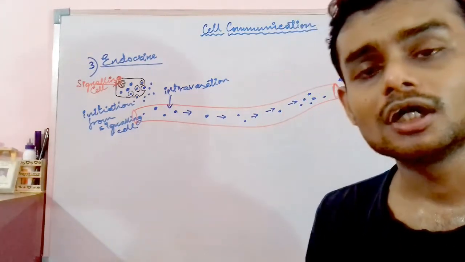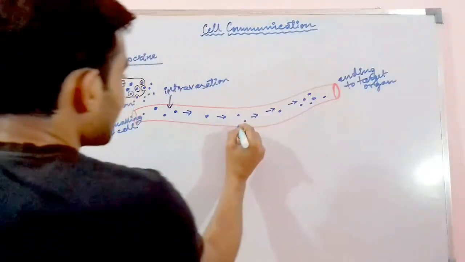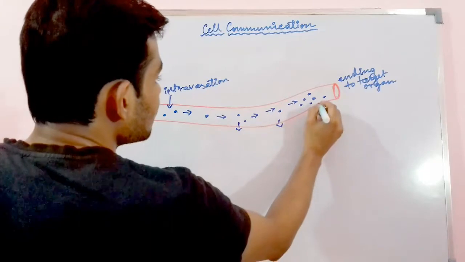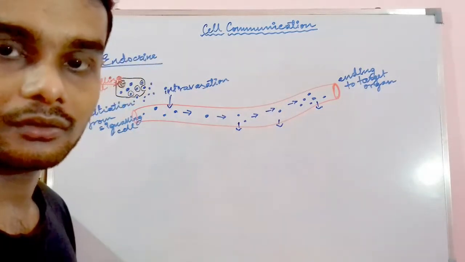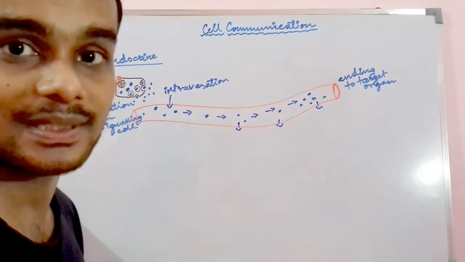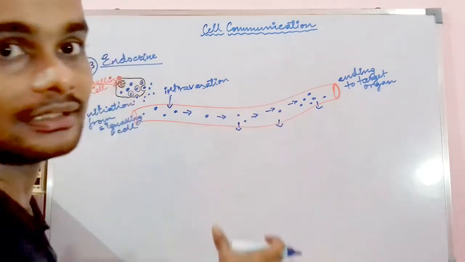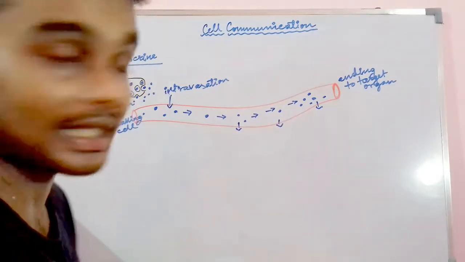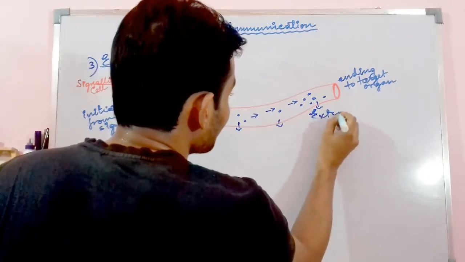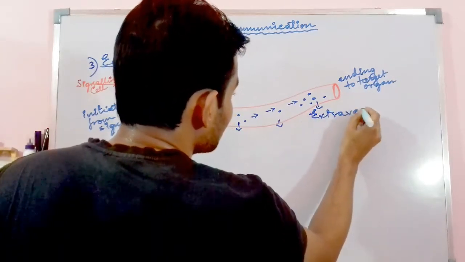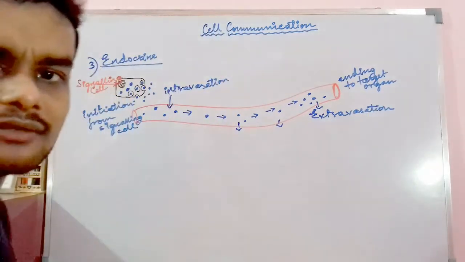It might come out in the course of its movement, from here also, from this particular area, from this particular area. It might come out anywhere, okay, in the extravasculated space. Extravasculated space means the area outside the capillaries. It might come out anywhere. That is called extravasation. Extravasation.